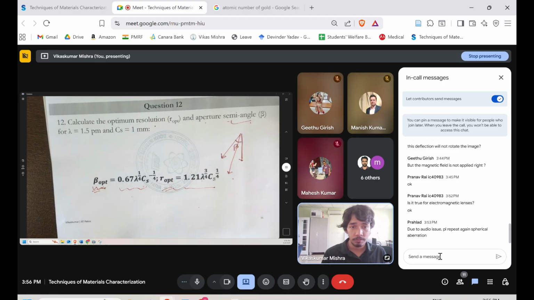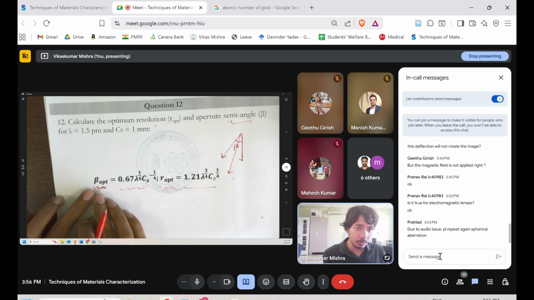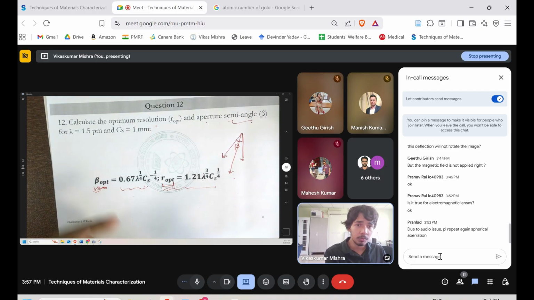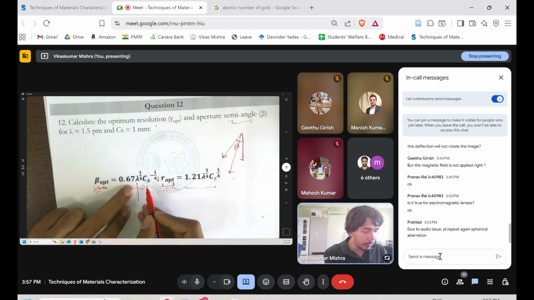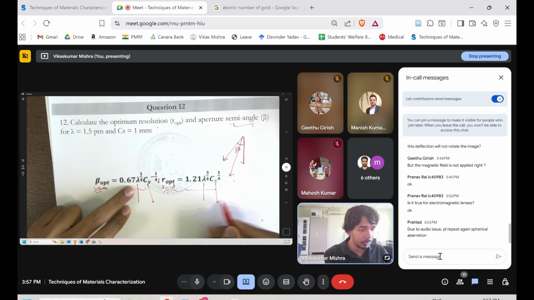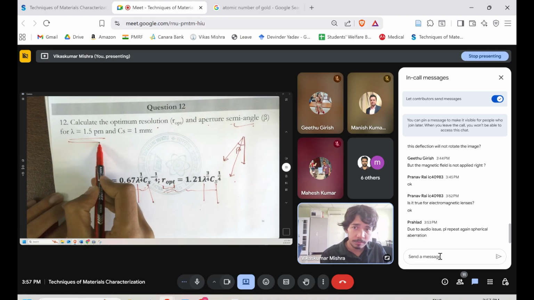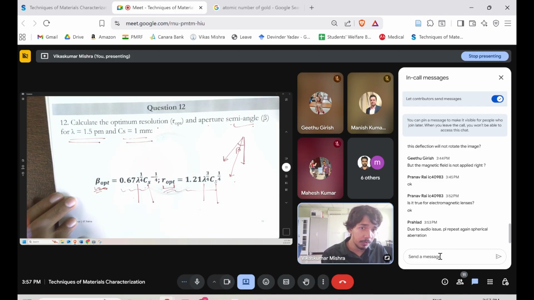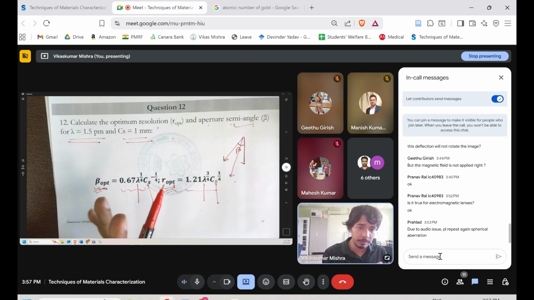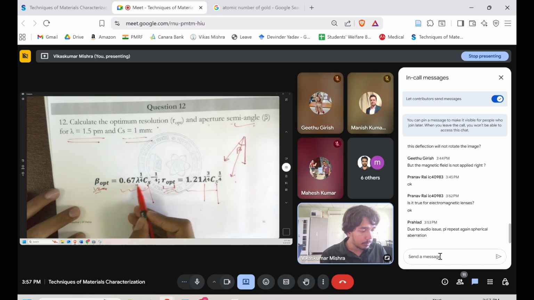Spherical aberration is decreasing, but the intensity of the beam is also decreasing. So we have to find some optimum value. This is the equation which will tell you the optimum aperture semi-angle, and this is the one which will give you the resolution. So what we have to do is put in the wavelength and the coefficient of spherical aberration. These two things will be given to you in the question. One thing to note: they both have the same unit, the same dimension, only then will lambda and CS cancel.